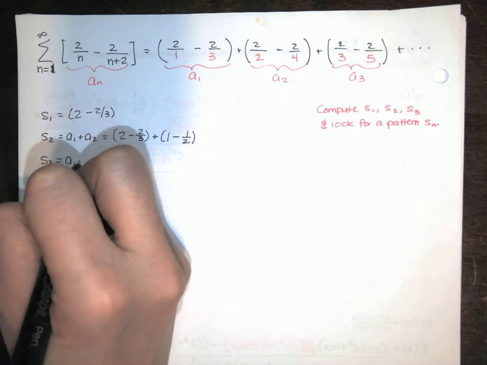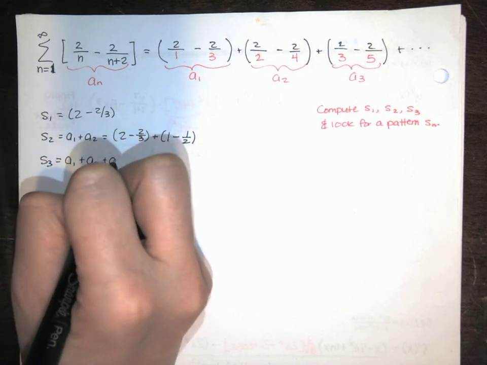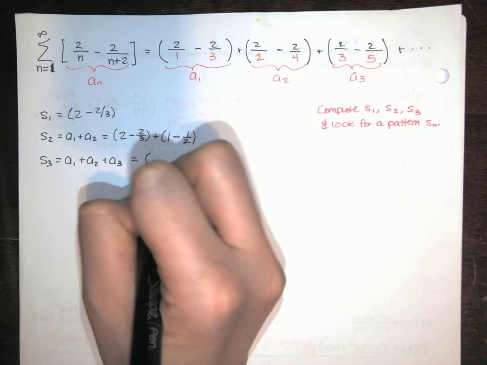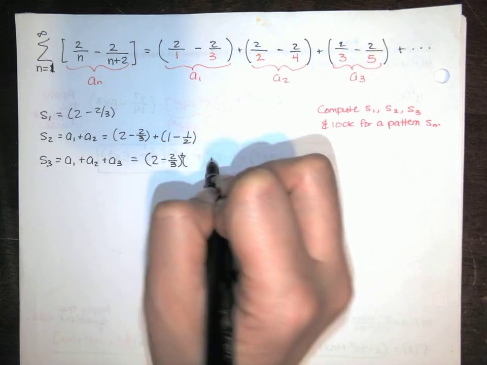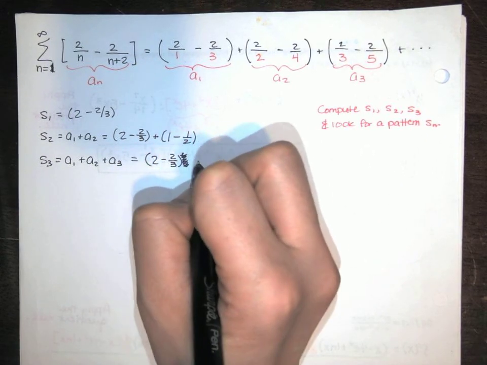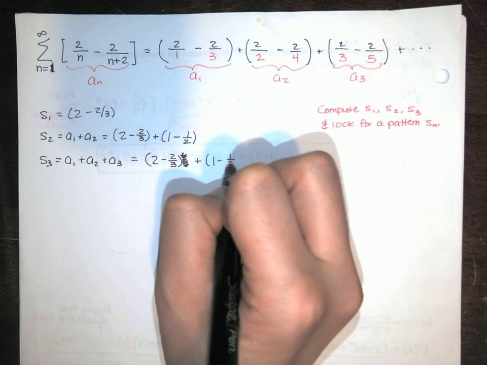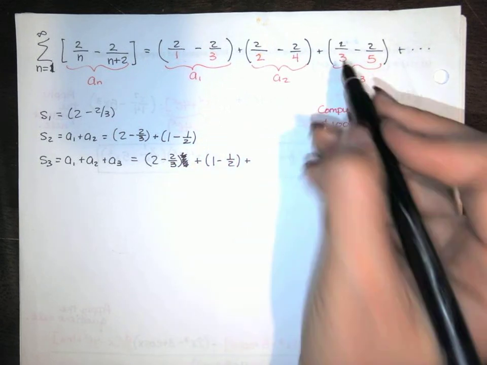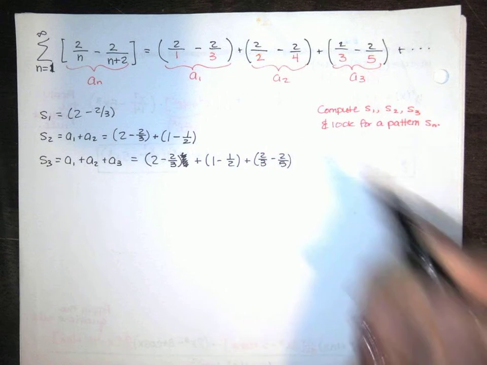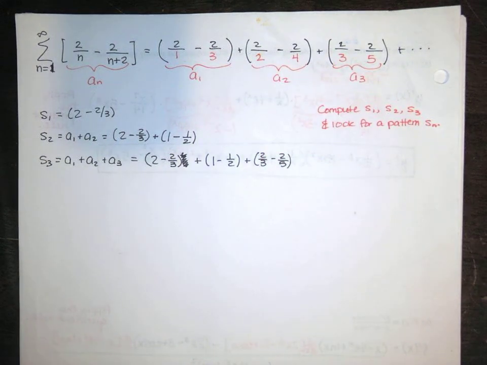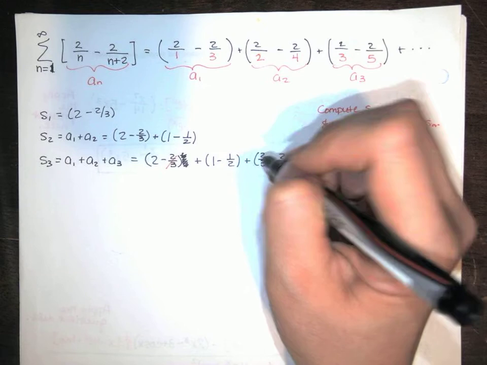S sub 3 is a sub 1 plus a sub 2 plus a sub 3. So I'm going to copy down everything that I had from before. Oops, plus. We're adding those, not multiplying, sorry. A sub 3 has the 2/3 and the 2/5. Do I have any cancellations now? Oh, that's good. That's a good sign. I'm starting to see some terms cancel.